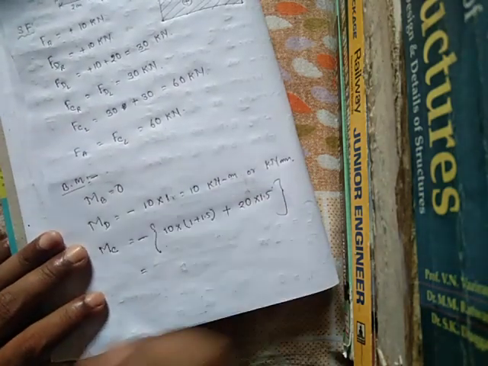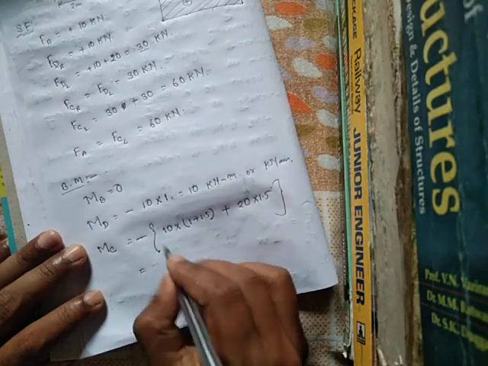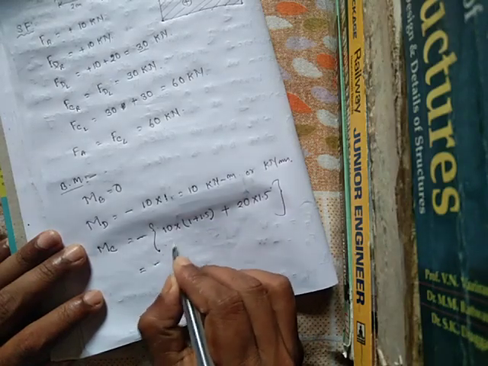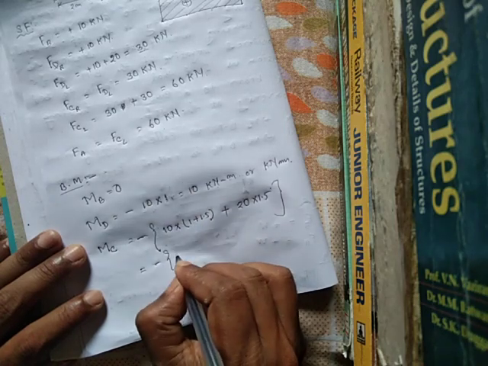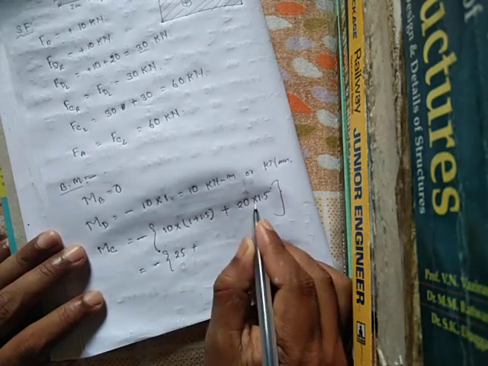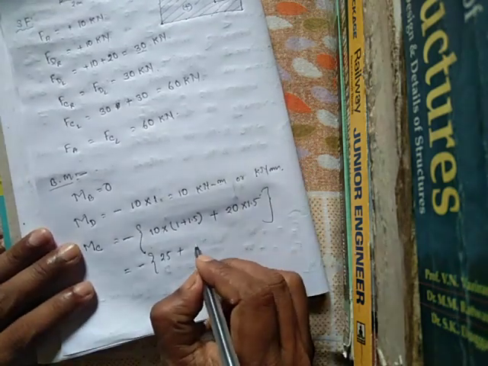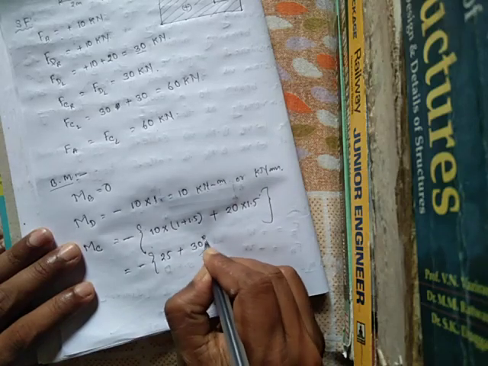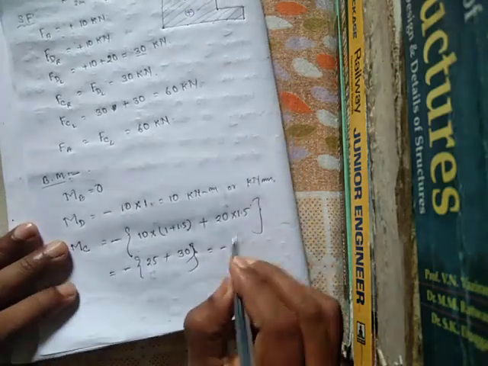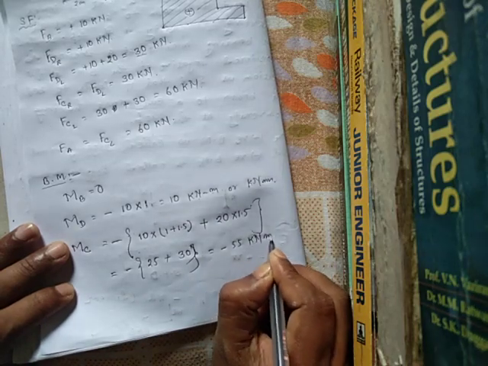Now the total value of the bending moment at point C is minus 2.5 into 10, that means 25, plus 20 into 1.5, that means 30. That means minus 55 kilonewton meter.